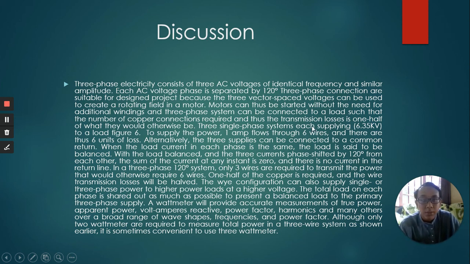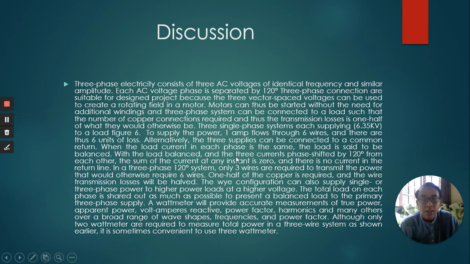The three-phase system each supplies 6.35 kilovolt. As you can see, I already explained. So to supply the power voltage of 1 amp flow to the 6 wires, there are thus 6 units of loss. Alternatively, the three supplies can be connected to a common return when the load current in each phase is the same. The load is said to be balanced.